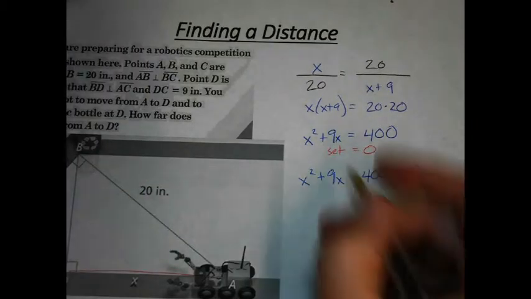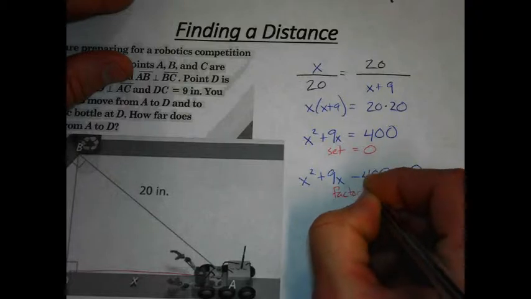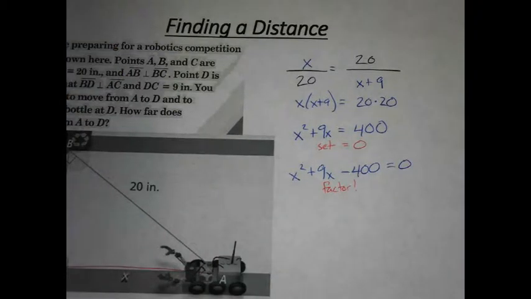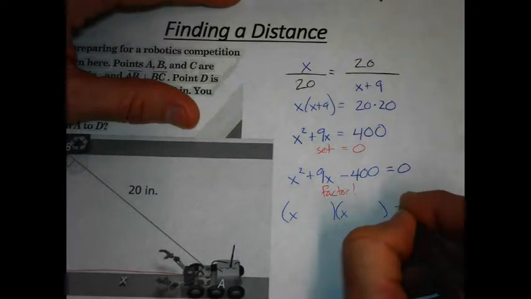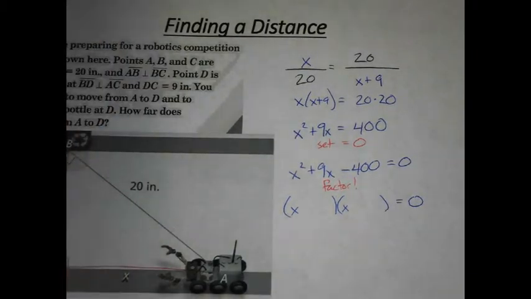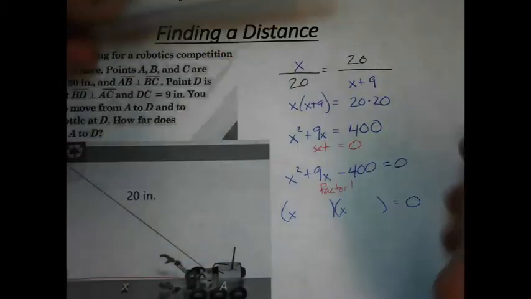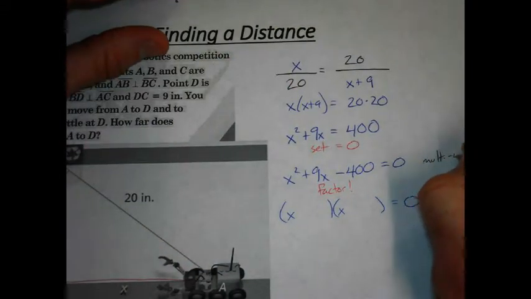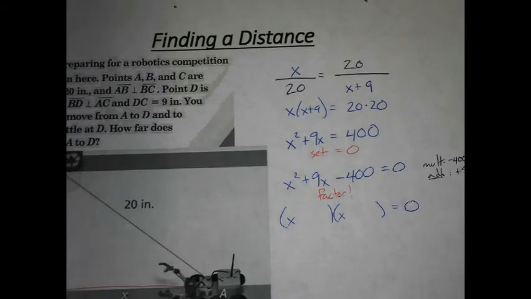Now what do we do? Well, now we factor. If we factor this, we can use the zero product property. So how in the world do we factor this? Well, our lead coefficient is 1, so we have an x and an x. The question is, what two numbers multiply to negative 400 but add to positive 9? That is the key question.